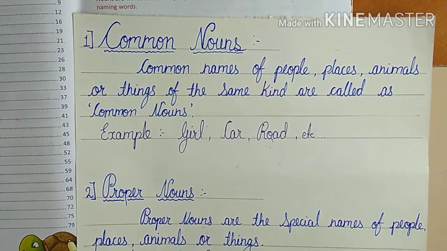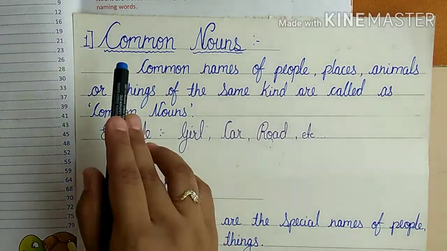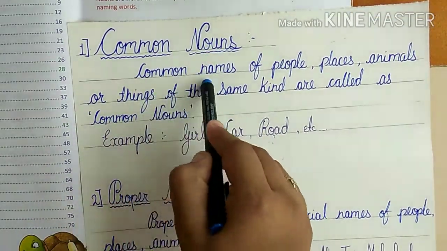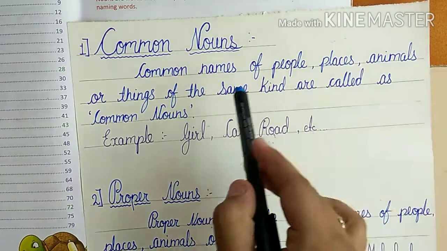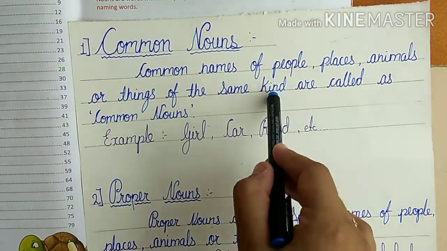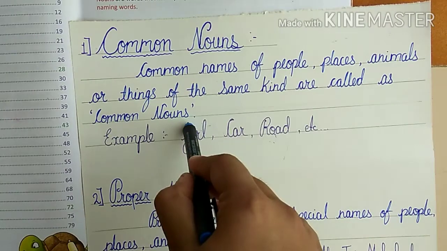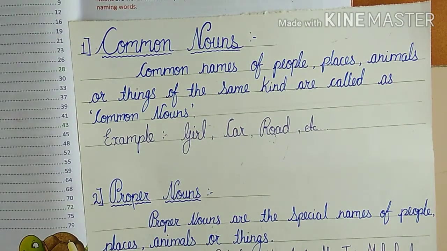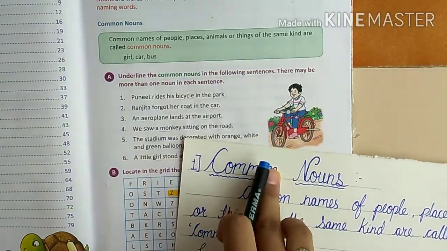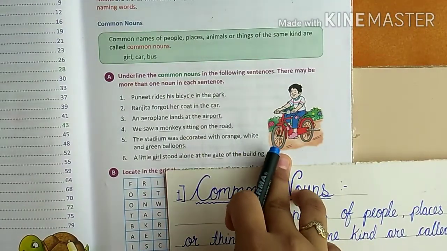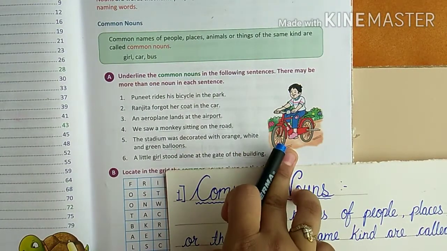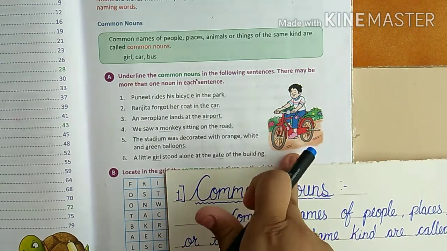First, let us see about common noun. Common name of people, place, animal or thing of the same kind are called common nouns. Common noun kya hota hai? Common noun means name of people, place, animal or thing in common, generally. See, boy, you can see here in a picture. Picture mein kya hai? Ek boy hai. Iska naam pata hai humko? No, we don't know his name.